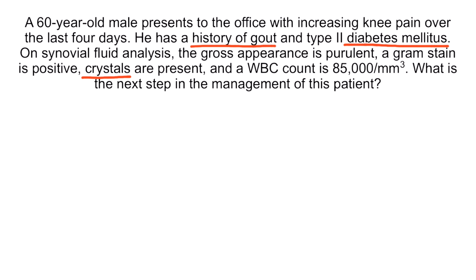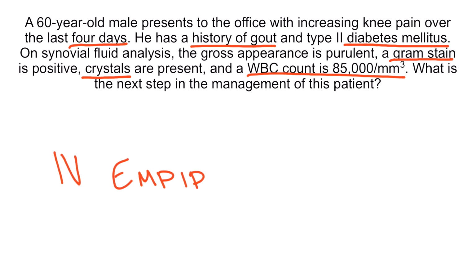Additionally, we know that a typical gout flare usually takes 12 to 24 hours to reach maximal severity. Therefore, regarding the increasing pain over 4 days, along with the positive gram stain and a white blood cell count of 85,000 on synovial fluid analysis, we should think of septic arthritis as a more likely diagnosis. And the next step in management is IV empiric antibiotics, which should be based on gram stain findings until culture results appear. If the synovial fluid in our patient had not been purulent and the gram stain had been negative, along with the presence of crystals, we would have treated the condition as we would do in a gout flare.